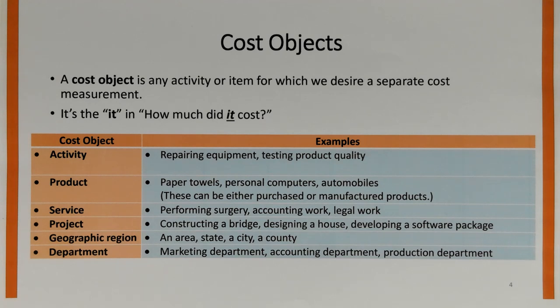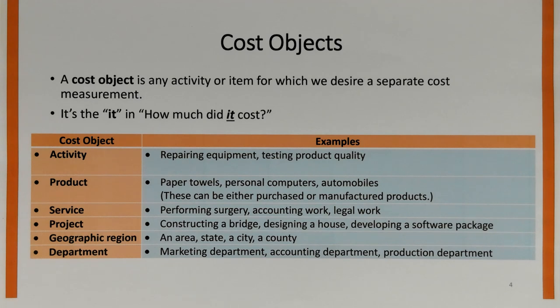We may desire cost information about our business related to a geographic area. For example, how's our business doing in the North Division, the South Division? How's it doing in Florida? How's it doing in North Carolina? How's it doing in Miami? How's it doing in New York? We may also want to determine cost information for a particular location of our business, like the Target store on US 1 and 104th Street in Miami. We may want to determine the cost of operating a particular department, such as a marketing department or an accounting department, the finance department, the production department.